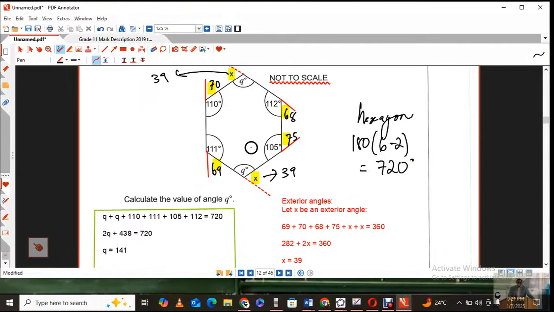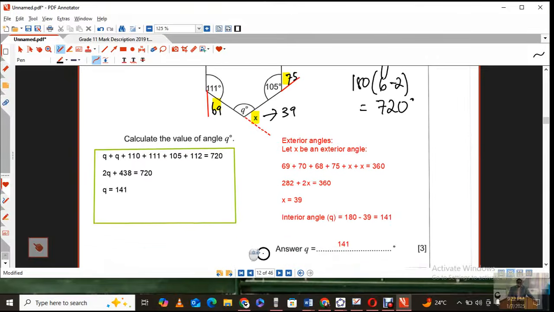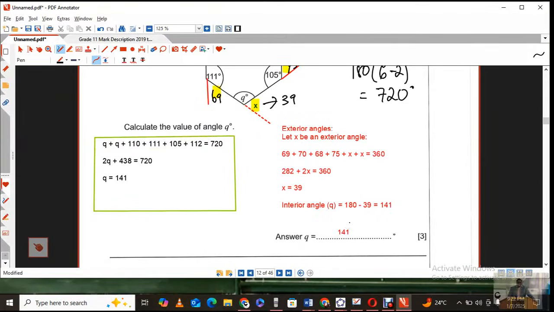So it means all these angles inside, as I have indicated, Q plus 110 plus 111 plus 105 plus 112 plus Q should equal 720. I hope you're very familiar with that. Now I could equate all those interior angles to 720. The sum of those known ones is 48 more, and Q plus Q is just 2Q. Then solve: 720 minus that, and divide by 2. So that is also one way that you can find that particular answer. Naturally for me, this would be the most common one that can be used.